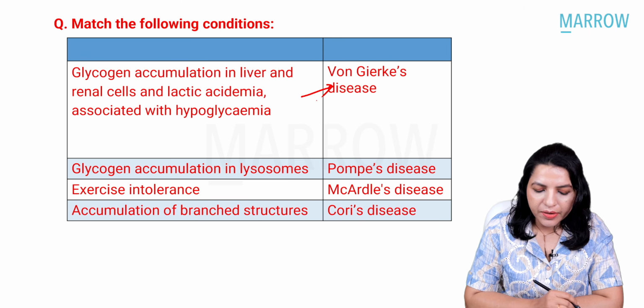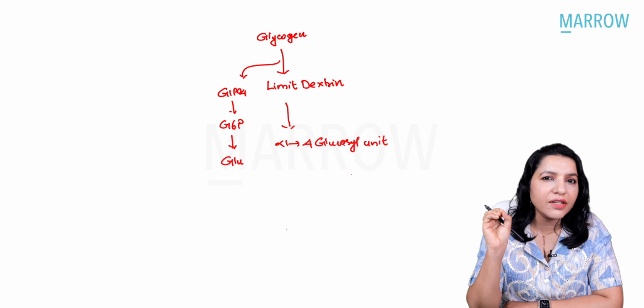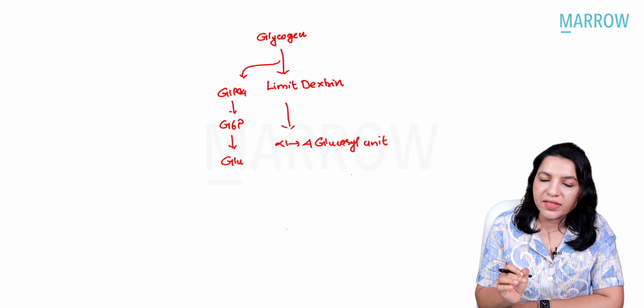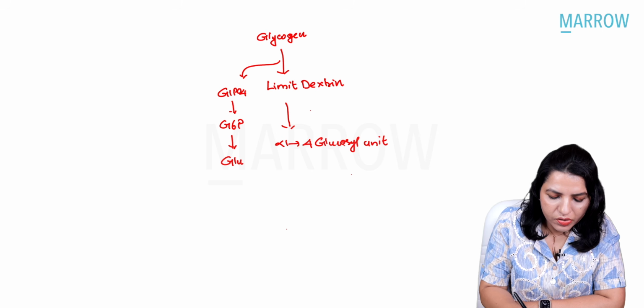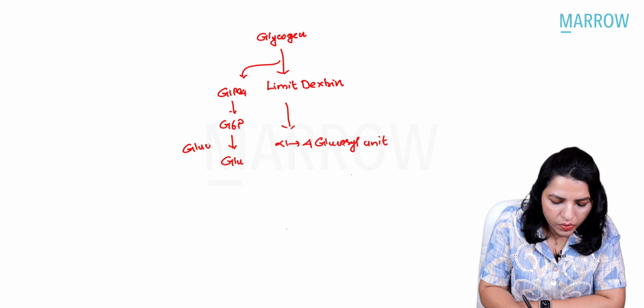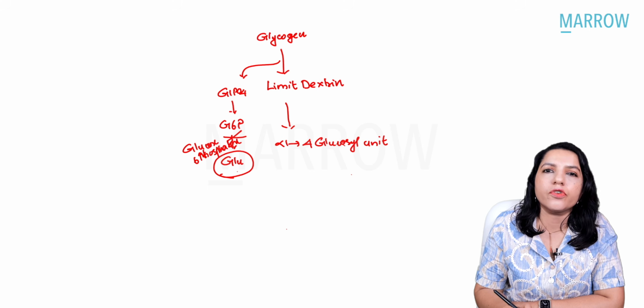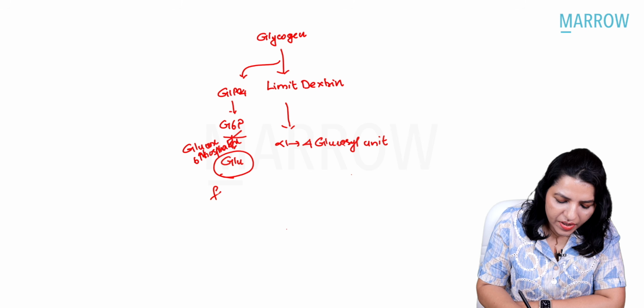So in this particular von Gierke's disease, there are certain classical features that you should always remember. Number one is hypoglycemia. Why is there hypoglycemia in this glycogen storage disorder? We know the defect is in glucose 6-phosphatase. So if glucose 6-phosphatase is defective, glucose is not formed. So there is hypoglycemia.